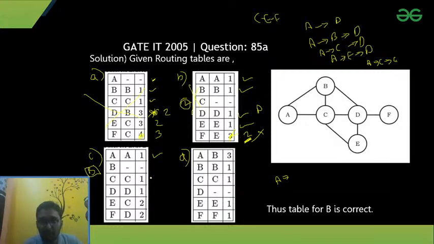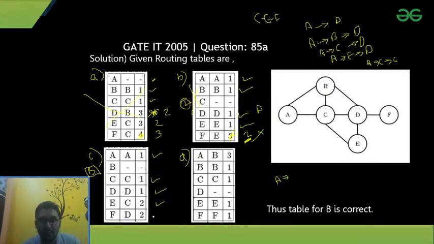B to C distance is 1. Yeah, that is also true. B to D distance is 1. Yeah, that is also true. Now B to E distance is 2. So fine, B to E we can reach in minimum 2 steps. We cannot reach in less than 2 steps. That is via BCE or BDE. So they are telling BCE, that is fine.